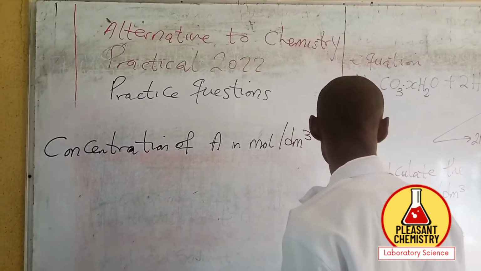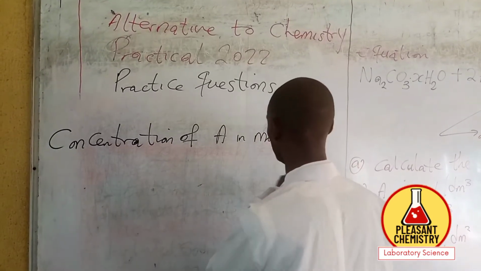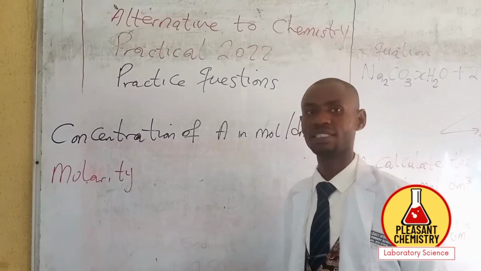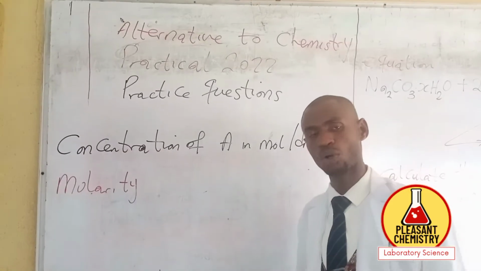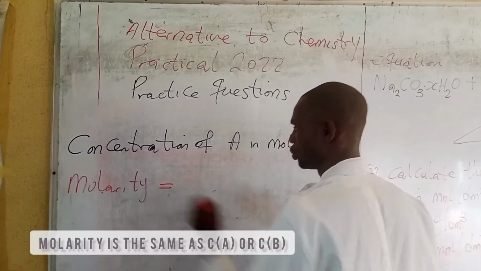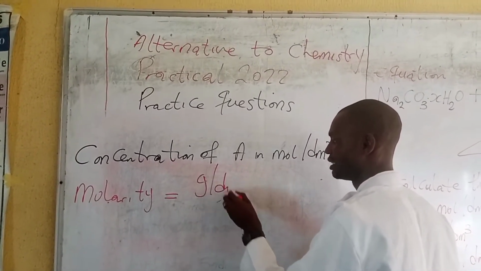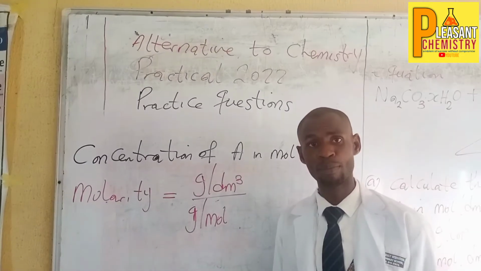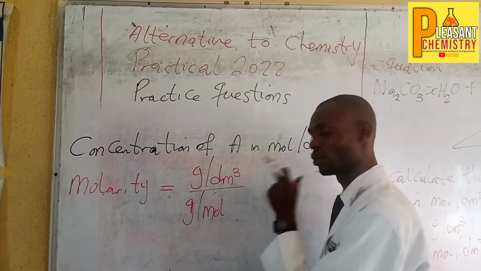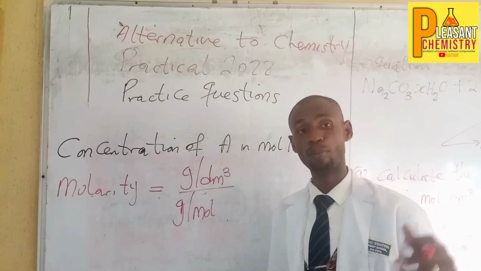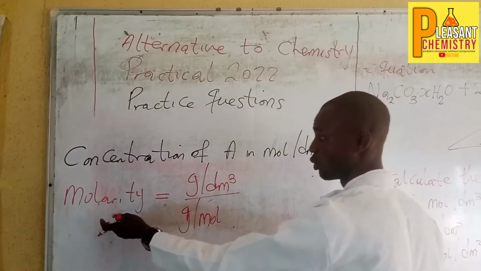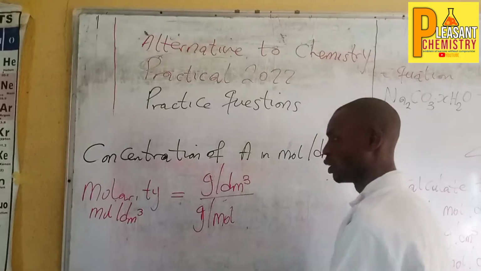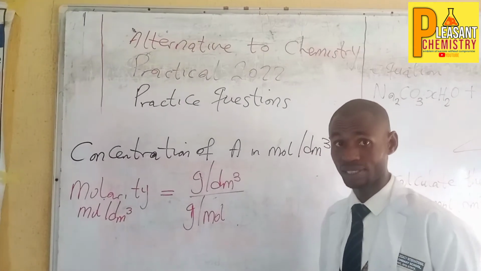So the first thing we are going to do right now is that the question is asking us to calculate the concentration of A in mole per dm cube. And remember, molarity, another interesting fact, is the same thing as concentration of acid or concentration of base. So molarity is equal to gram per dm cube over gram per mole. Gram per dm cube means mass concentration, while gram per mole means molar mass. And the unit of molarity is mole per dm cube, whether you are calculating for acid or for base.